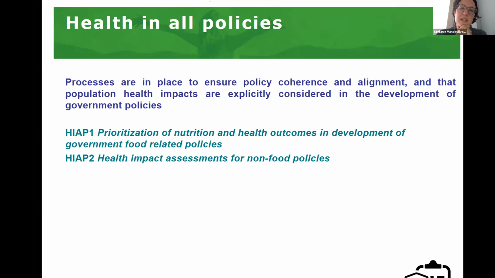And then the last domain here of the Food-EPI and of the infrastructure support, which is also important, is health in all policies. And this is divided into two different indicators. So one is whether nutrition and health outcomes are considered in the development of food-related policies, while the second indicator is more broadly looking at health impact assessments for non-food policies.